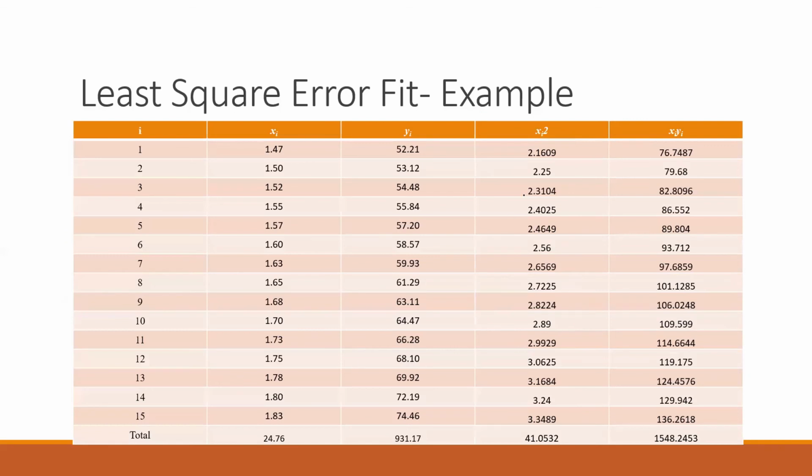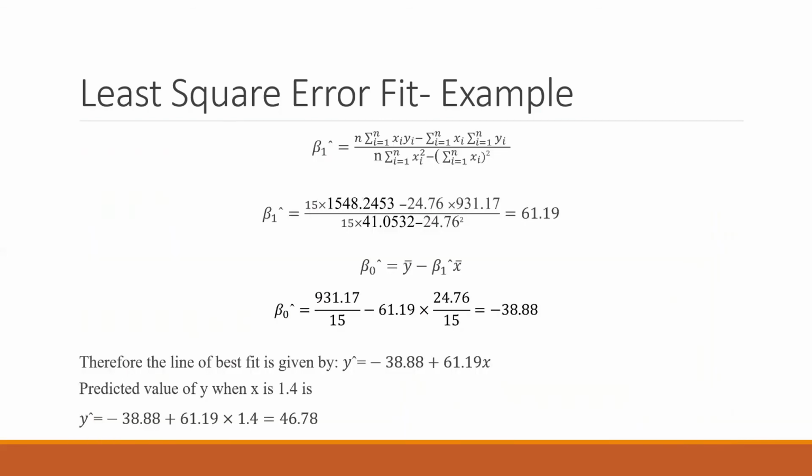So before that you have to find these values, xi square and xiyi, and only then can you get the results, because we have seen earlier that these are the things required when we are solving the equations. So the beta 1 hat formula was this, and if you put all the values here, you will get beta 1 hat as 61.19 and beta naught hat as minus 38.88. So therefore the line will be this one.